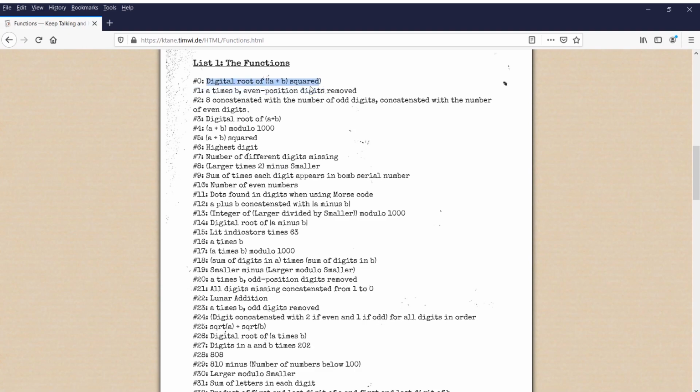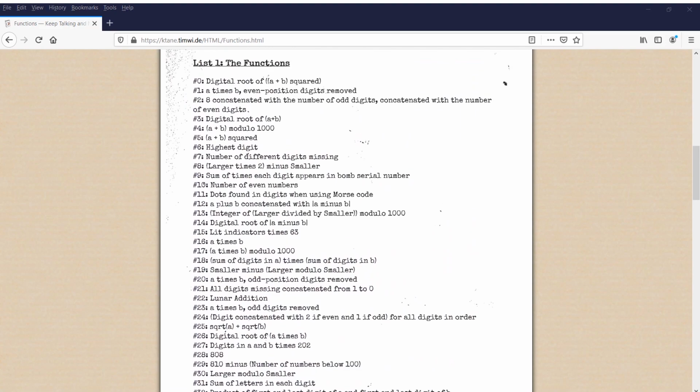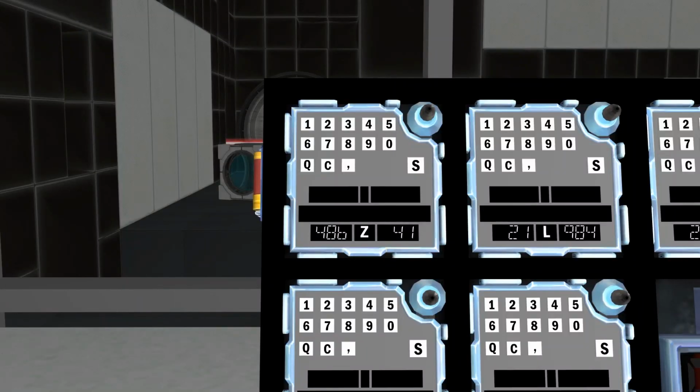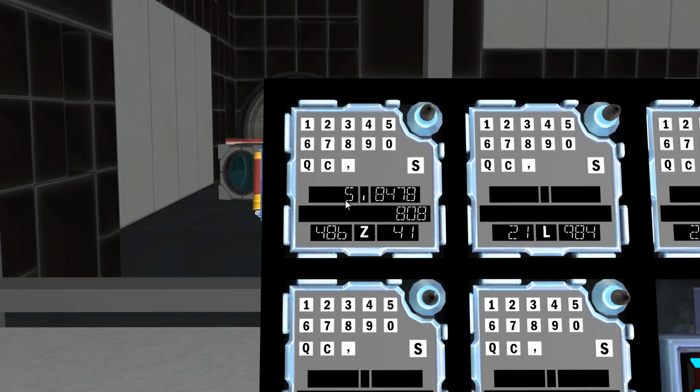So as you can see, we have digital root of a plus b squared, and so on. A is going to be the number on the left, or the number you query first. And b is going to be the number on the right, or the number you query second. To operate this module, you press a number, then press comma to put it on the left side, then type in a second number, and then you query by pressing Q.